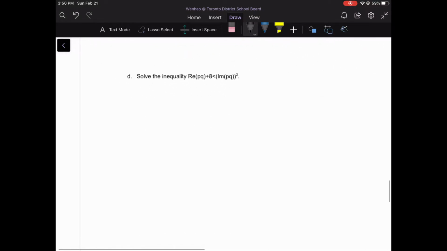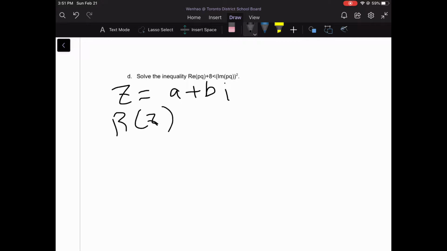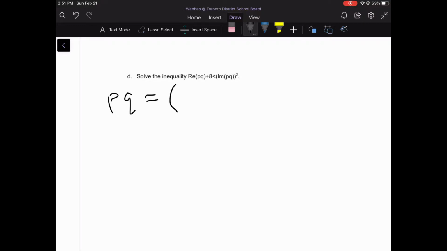Alright, D. Solve the inequality: real of pq plus 8 is less than imaginary of pq, squared. So for a complex number z that is equal to a plus bi, real of z is equal to a, and imaginary of z is equal to b. And that is just a notation of these two functions. Okay, so now we need to solve for pq, and we need to do some multiplication.